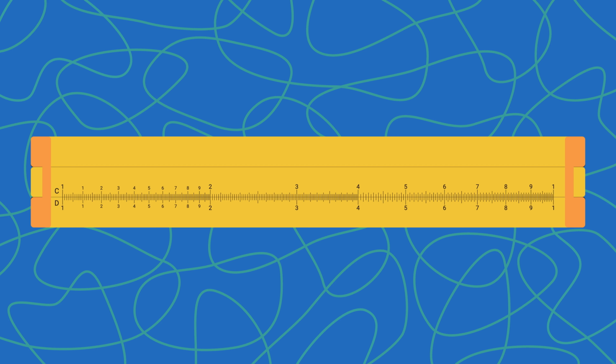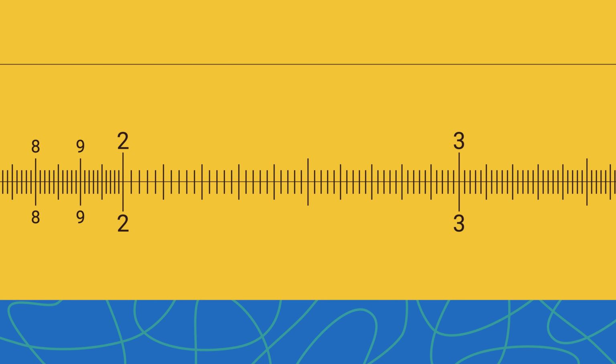The C and D scales have primary markings of 1, 2, 3, 4, 5, 6, 7, 8, 9, and another 1 on the right. There is a larger division between 2 and 3, so that would be 2.5. There are 4 slightly shorter lines creating 5 divisions between 2 and 2.5, so those represent 1/10 increments. Likewise, the smallest lines here represent 2/100ths, so this point here would be 2.18.